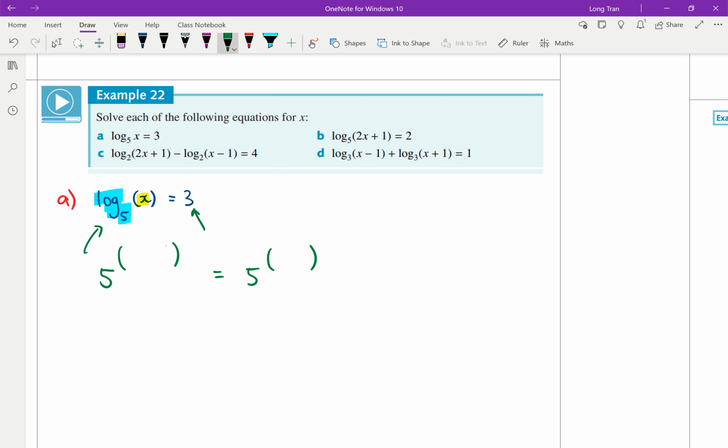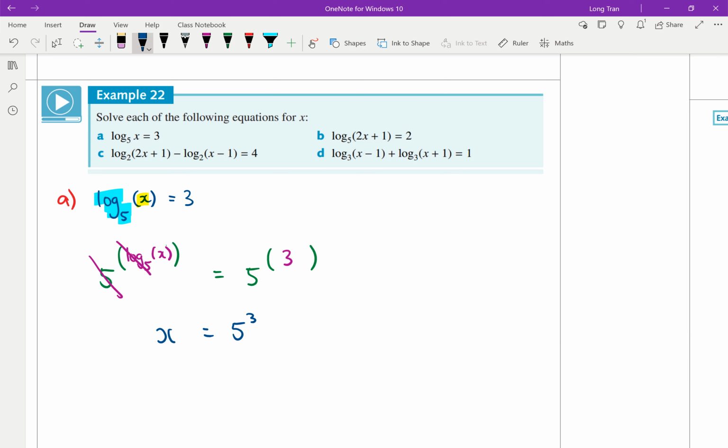So when I do exponential base 5 to both sides of the equation, this is what I'm going to get. This is still the left-hand side, so 5 to the power of log base 5 of x, and on the right-hand side, it's 5 to the power of 3. You can see here that when I do exponential base 5 to the power of log base 5, these are inverses of one another, and they cancel out. Hence I would then get just x is equal to 5 to the power of 3.